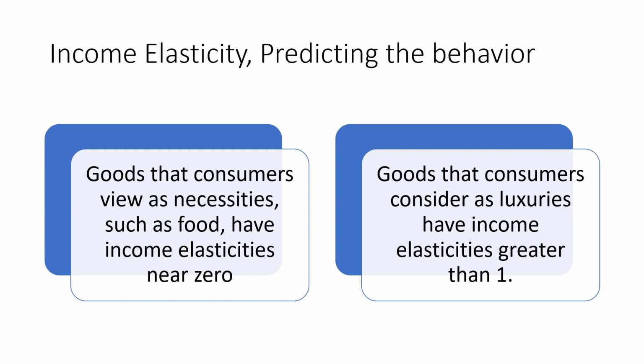Income elasticity predicts behavior. Goods that consumers view as necessities, such as food, have income elasticities near 0. Goods that consumers consider luxuries have income elasticities greater than 1.